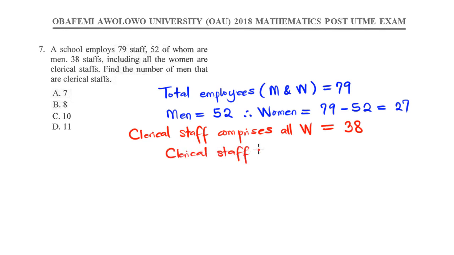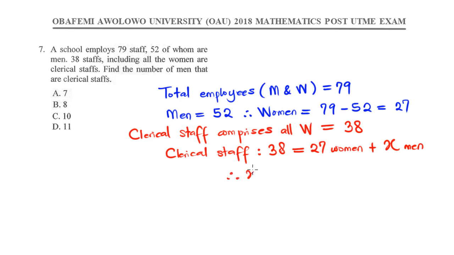So the clerical staff that was given as 38 comprises all the women, which is 27 women, plus the number of men who are clerical staff, that we were asked to find. We can call that X. Men? No, I'm not talking about the mutant X-Men, Professor Xavier, Cyclops, Jean. No. We are talking about the number of men who are clerical staff here.